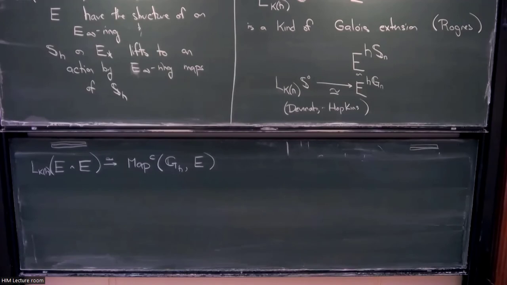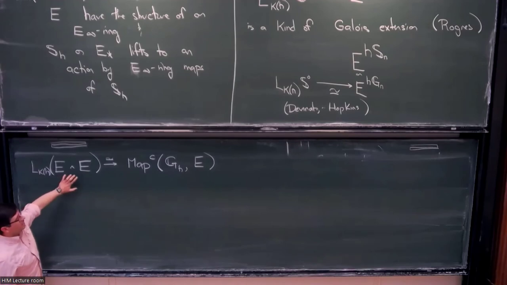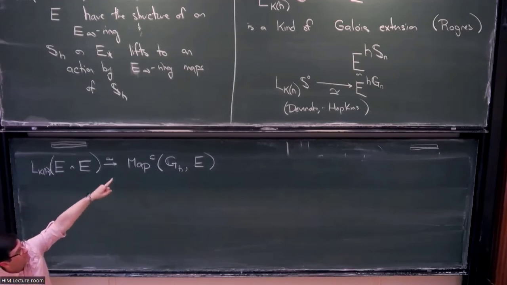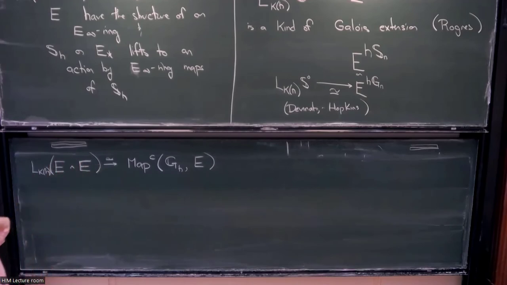So this condition is the other part of Galois. If you've never seen Rognes's Galois theory, it's a really beautiful story that says that we can do actually a lot of the Galois theory from algebra in spectra. This is one of the prototypical examples.